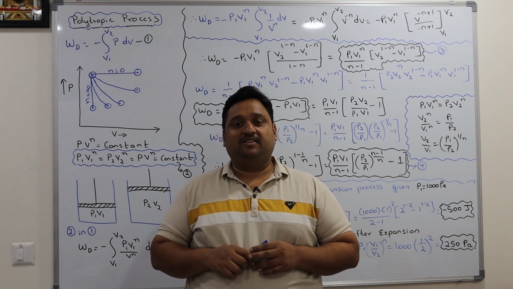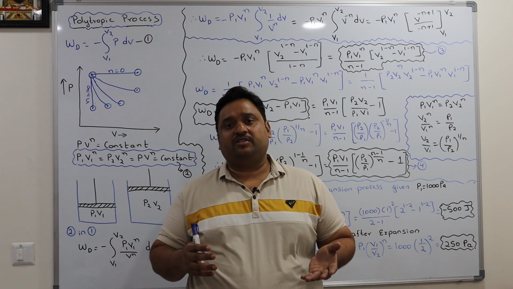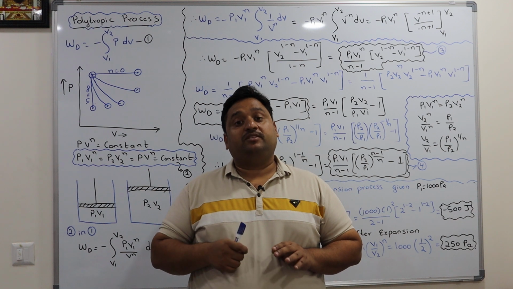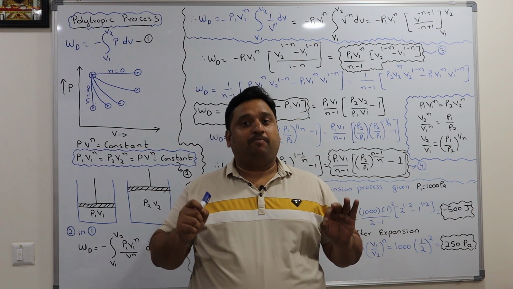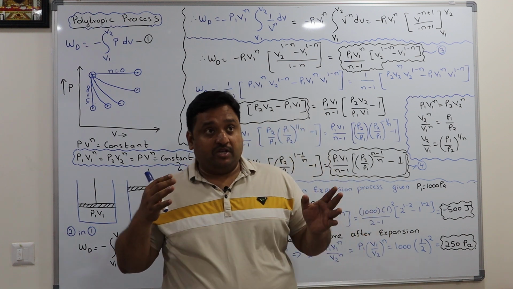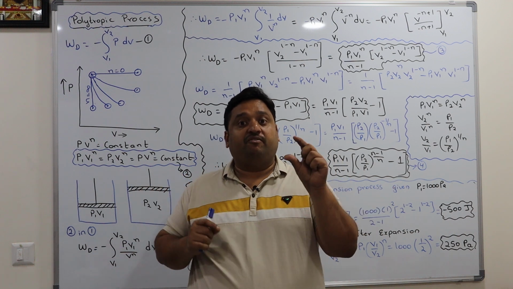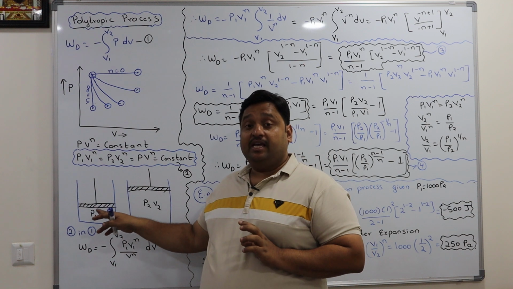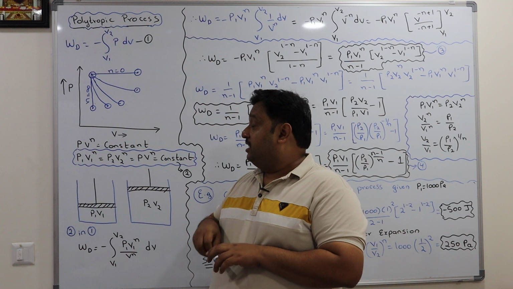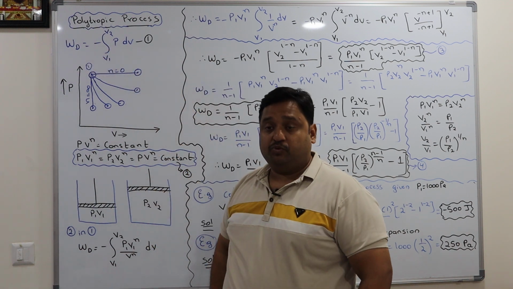In our last class, we discussed different processes like the constant volume process and the PV equal to constant process. Today we are going to discuss another process called the polytropic process, and let us see what exactly it means, because finally our objective is to find out how much work is expended in this expansion process, from state 1, P1 V1, to state 2, P2 V2.